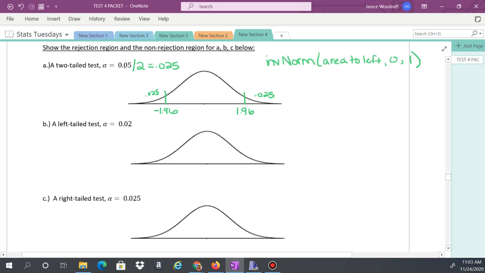Okay, or you could look this one up on the confidence intervals, because it is two-tailed, which would be a 95% confidence interval. Okay, and then your region in the red, anything less than negative 1.96 or greater than positive 1.96 is going to be your rejection region. And if our value falls in between, we will fail to reject.